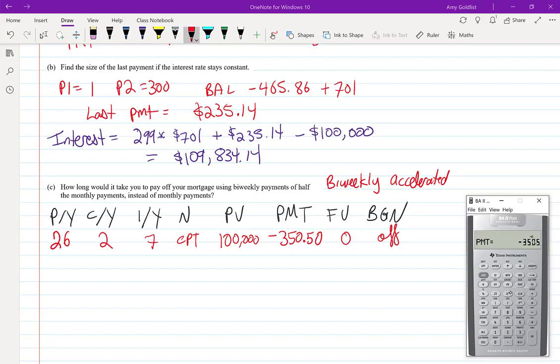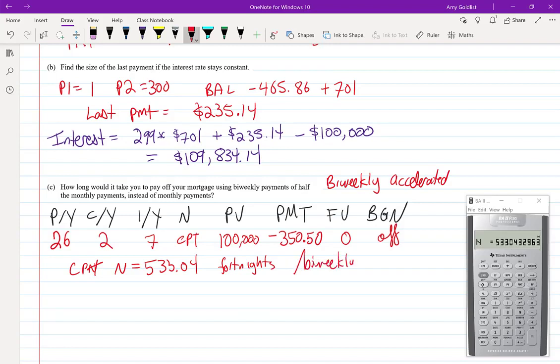And everything else stays the same, though I encourage you to use recall and then check to see that everything is the way you want it to be. When I compute N, I get a very big N. $533 and a bit, and those are called fortnights. That's the word, but that's like a biweekly pay period. If you're paid every other Friday, then you could make a mortgage payment every other Friday. To find out how many years this is, we just divide it by 26, and that's around 20.5 years. So we've saved 4.5 years.